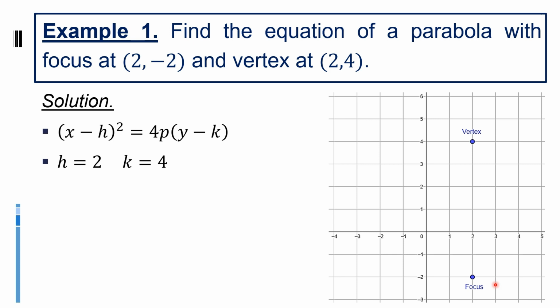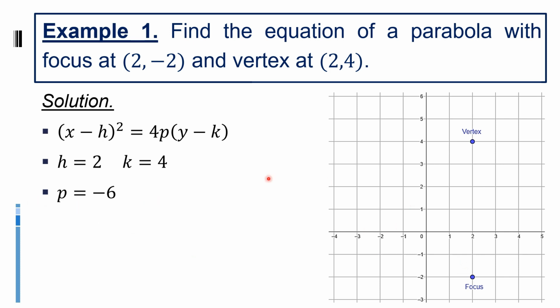Next is, we have to identify our h and k. Ang h natin is 2 at ang k natin is 4. Saan galing yan? Dito, sa vertex. And our p is equal to negative 6. Paano ko naman nakuha yung negative 6? Pwede kang mag-subtract dito. Okay? So, 4 minus negative 2, or bilangin mo dito, 1, 2, 3, 4, 5, 6. Kasi nga sabi natin, yung p natin, yun yung distance from vertex to focus or vertex to directrix. But since pababa ito, kaya yung p natin ay negative.